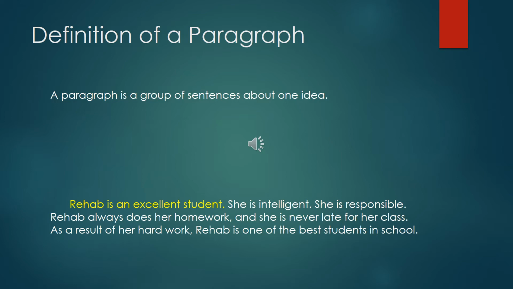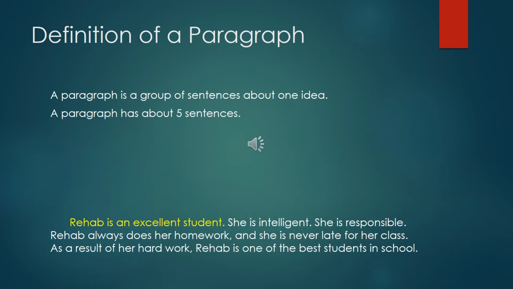So remember, as I said, a paragraph is a group of sentences about one idea. So which sentence tells us the one idea that this paragraph is about? Rehab is an excellent student. That sentence tells us what the rest of the paragraph is about. So how many sentences does a paragraph have? A paragraph has about 5 sentences. Sometimes you can have fewer and sometimes you can have more. But usually 5 sentences is a good number for a paragraph. You can see this sample paragraph has exactly 5 sentences.